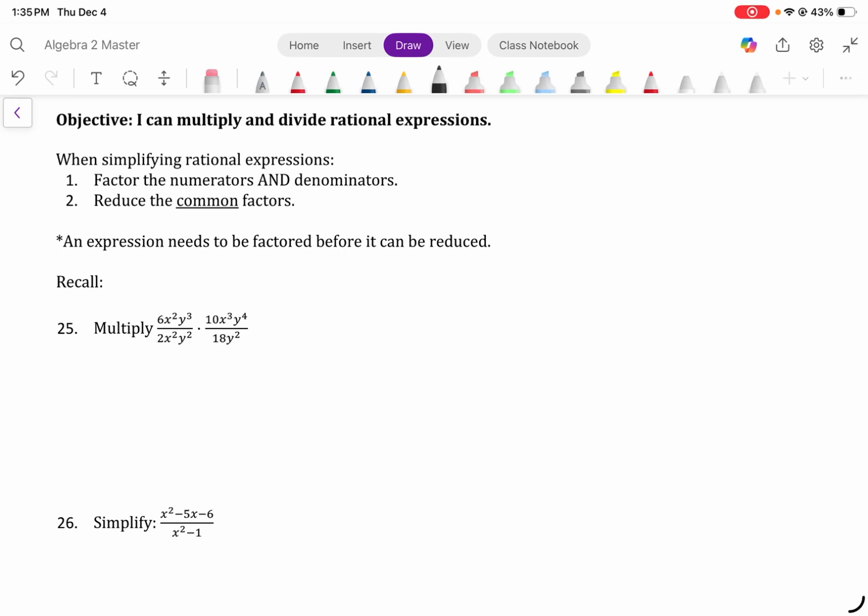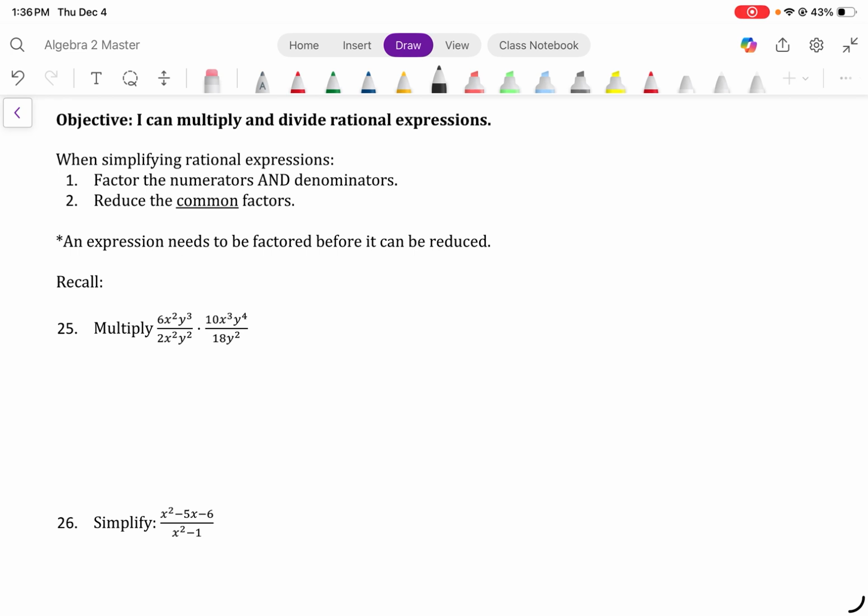In this video, we are going to start multiplying and dividing rational expressions. So when we simplify rational expressions, we need to find factors of the numerators and the denominators and then reduce any common factors. They're going to cancel each other out. An expression needs to be factored before it can be reduced.